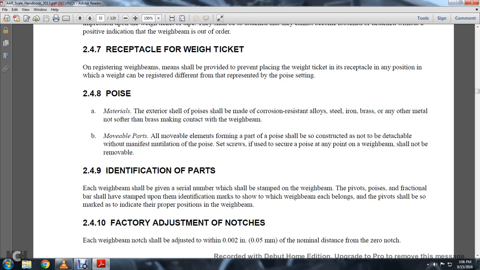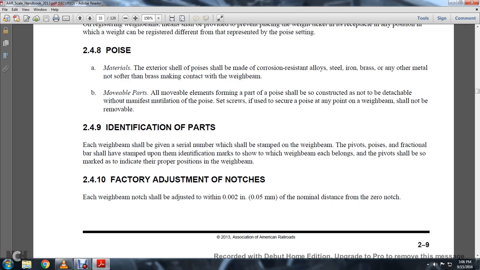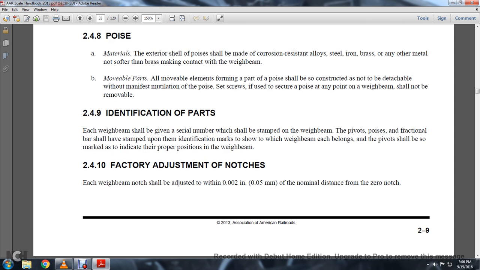2.4.9 Identification of parts. The weigh beam shall be given a serial number, which should be stamped on the weigh beam. The pivots, the poise, and the fractional bars shall have the identification marks stamped on to show which weigh beam each belongs to. The pivots shall be so marked to indicate the proper position on the weigh beam. 2.4.10 Factory adjustment of the notch. Each weigh beam notch should be adjusted within 2/10,000 of an inch, 2,000th of an inch nominal distance, for the 0 notch.